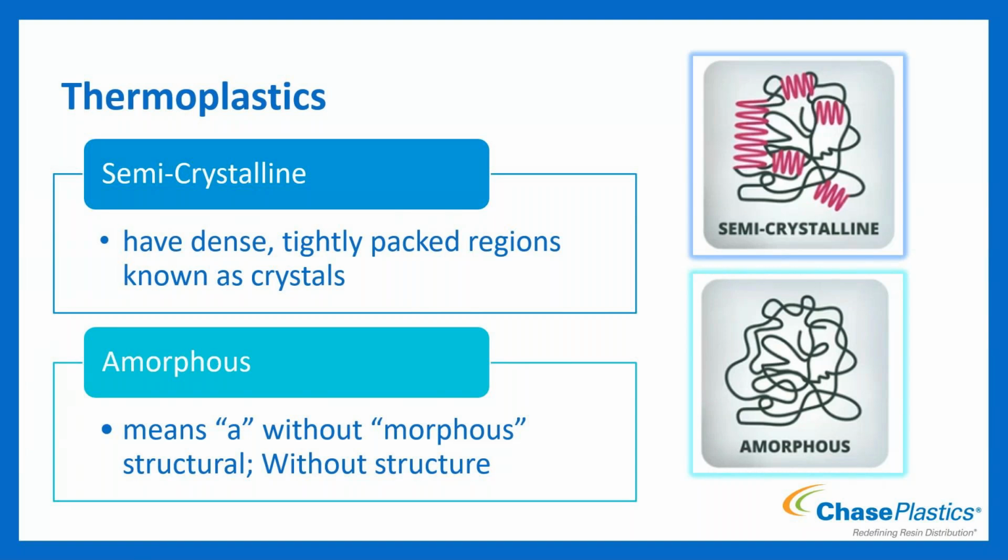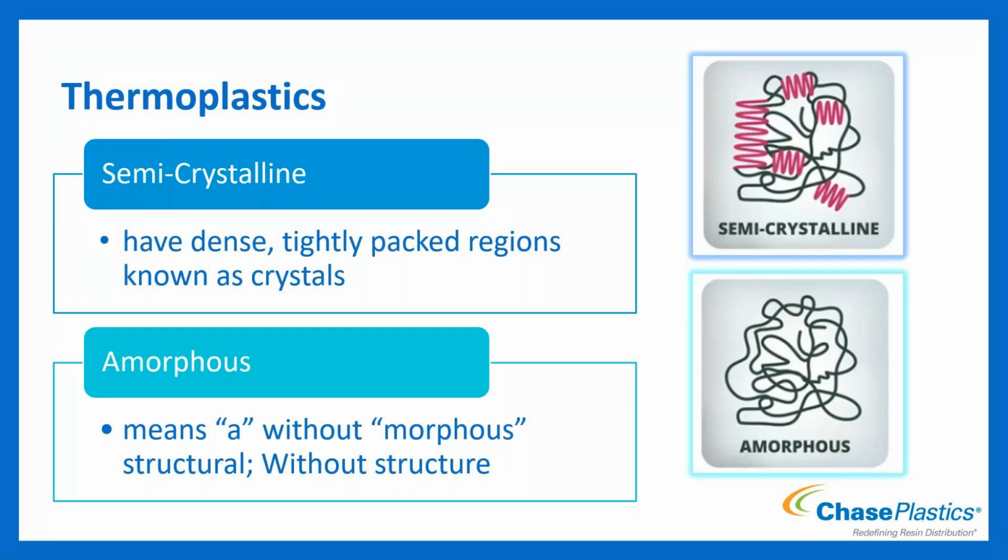And so amorphous, A or an means without, and then morphous means structure. So defined, it means without structure. Your amorphous materials don't have those tightly packed crystal regions. It's a very random structure, if you will. And because of the way those will align themselves, it plays a part in their performance and what is expected of them. And so we will spend the next few slides talking about that specifically.